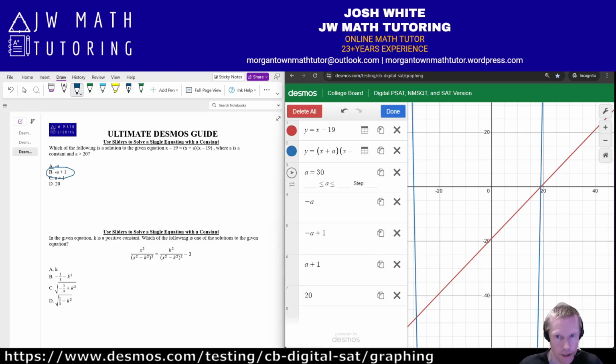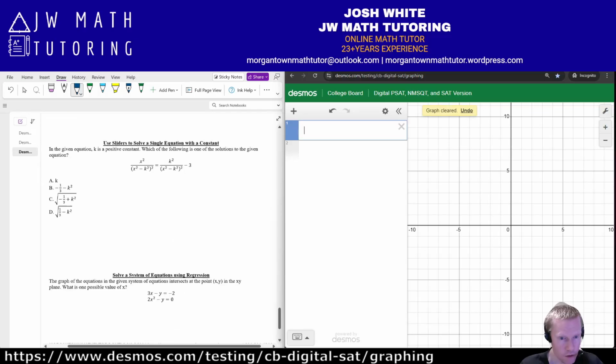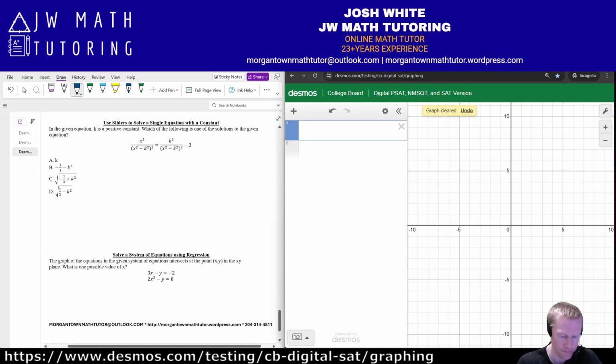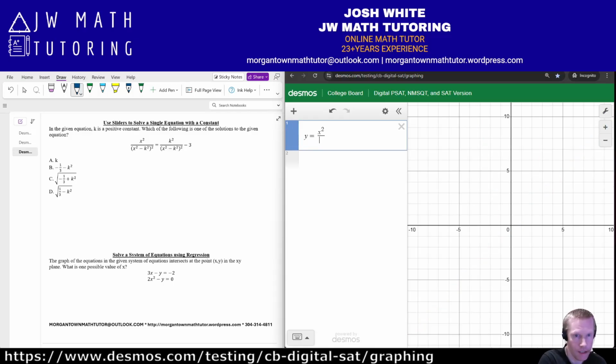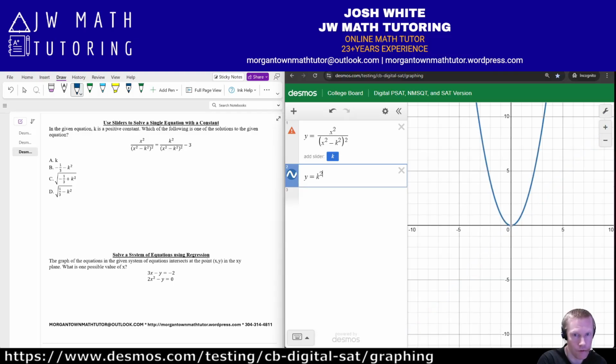All right, so now let's take a look at another problem. This one's a little bit more complicated, but it's not too bad. So here we have an equation, and notice it has x's in it, which is our variable, but it also has k, which is a constant. All right, and we want to know which of these following expressions is a solution to this equation. So again, I'm going to go through the same approach, which is to graph y equals the left side. I'll add the slider for k in a second, and then graph y equals the right side.